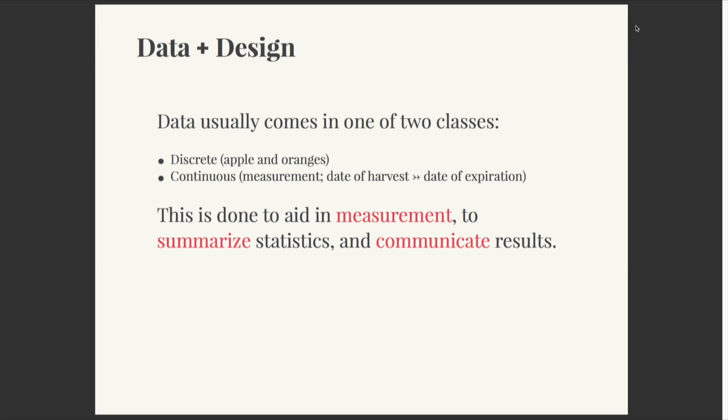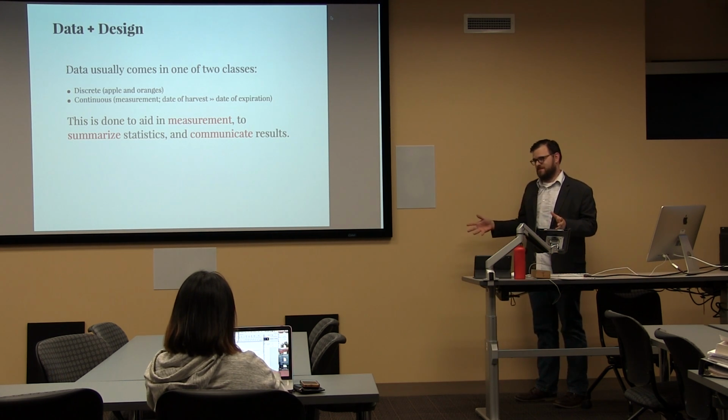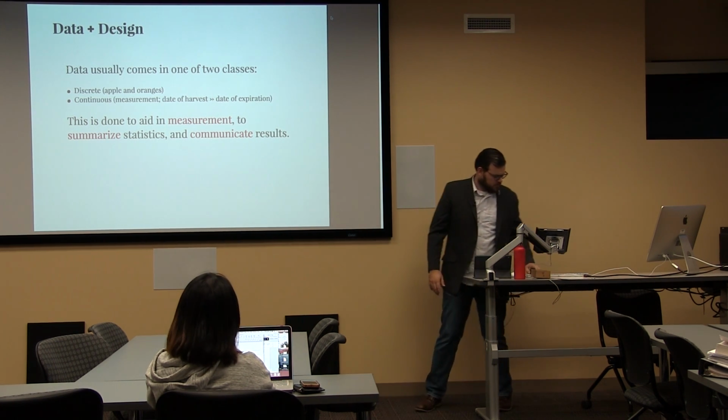Data usually comes in one of two forms. There's discrete or categorical data, right? So apples and oranges. And then continuous data, which is continually being measured, something usually measured. In this case, let's say date of harvest and date of expiration. That would be a continuous value of some kind over some period of time. Each would result in different kinds of visualizations and would require different ways of thinking about how to prepare that data.